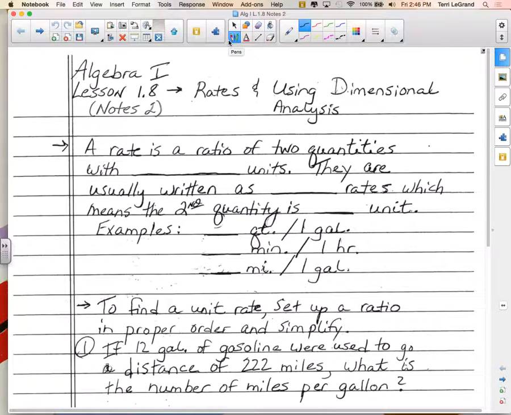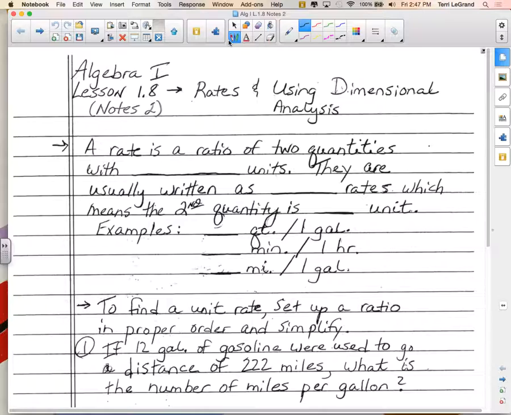In lesson 1.8, a couple of different learning goals. Yesterday's learning goal was I can write and solve proportions. What's a proportion again? What is a proportion? Alexis? A statement that two ratios are equal. Yeah, a statement that two ratios are equal.